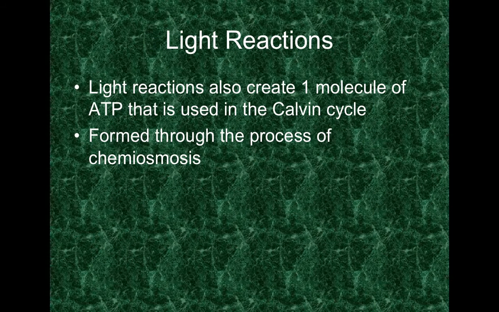So the light reactions create one molecule of ATP that we use later, and this is actually formed through the process of chemiosmosis that we will talk about later in the unit.